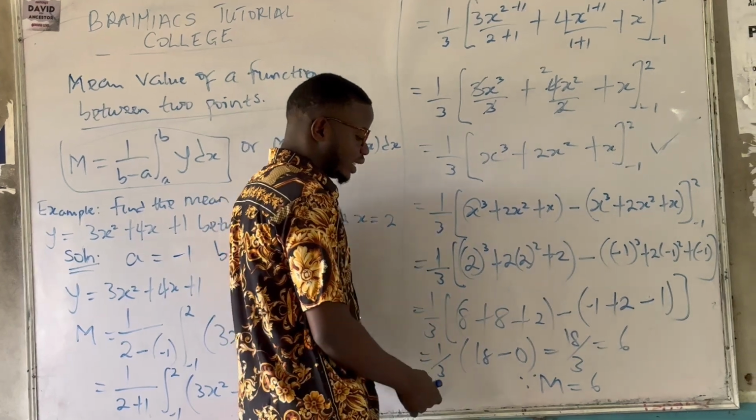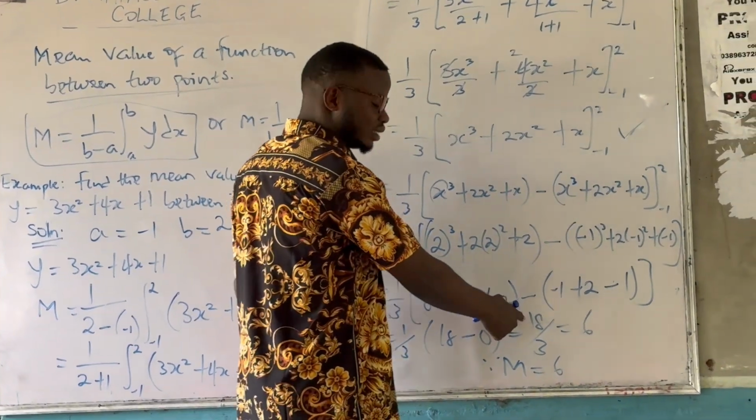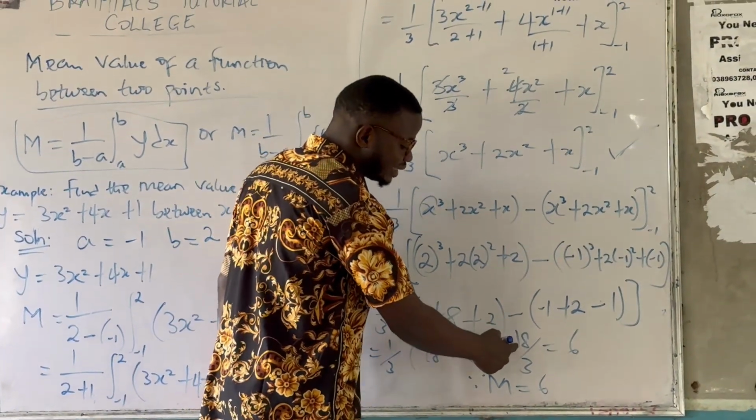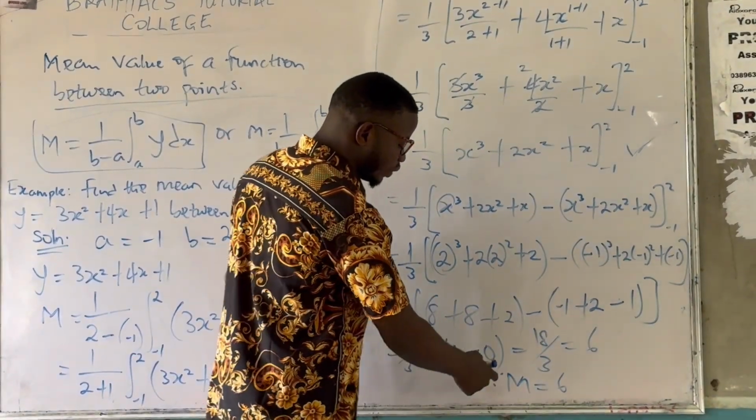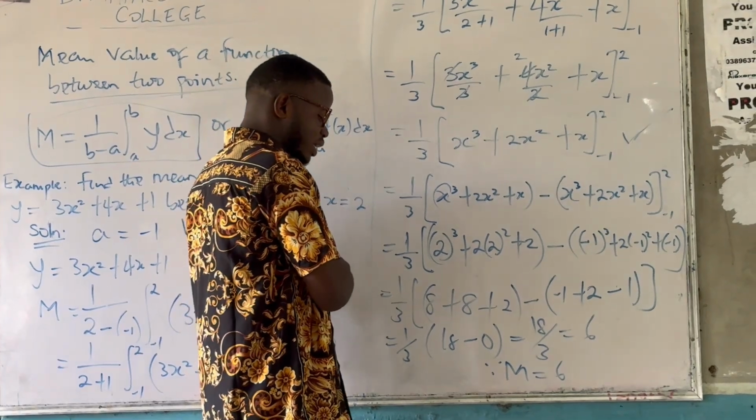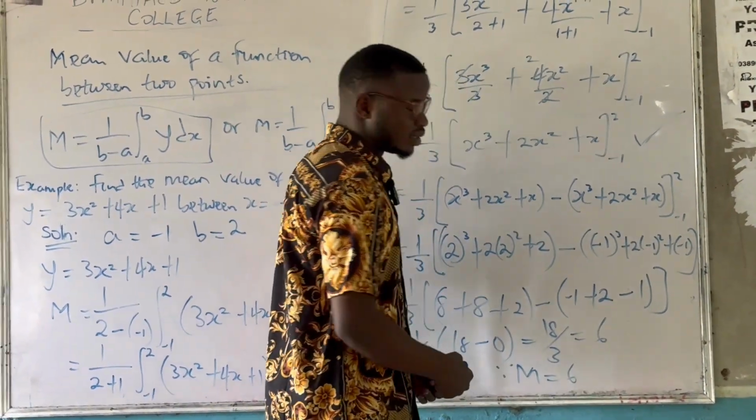Then we have 1 over 3 outside. 18 minus 0 will give us 18. Times 1 over 3, that will become 18 over 3. And 18 divided by 3, we have 6. So therefore, the mean value for the function given for that particular question is equal to 6.